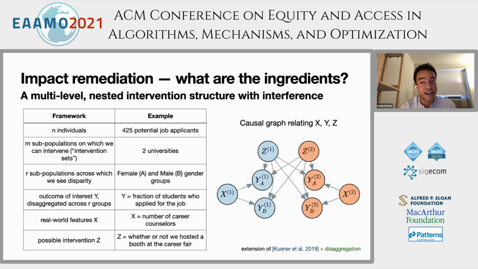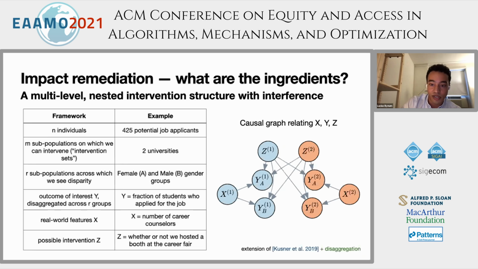So with that understanding of disaggregation, I want to talk about the rest of the framework we've set up for this impact remediation problem. Essentially, what are the ingredients? We have n individuals. Returning to our example from before, say 425 potential job applicants. We have M subpopulations on which we can intervene, say 2 universities. I'll also refer to these as intervention sets or sets of people for which we can intervene.